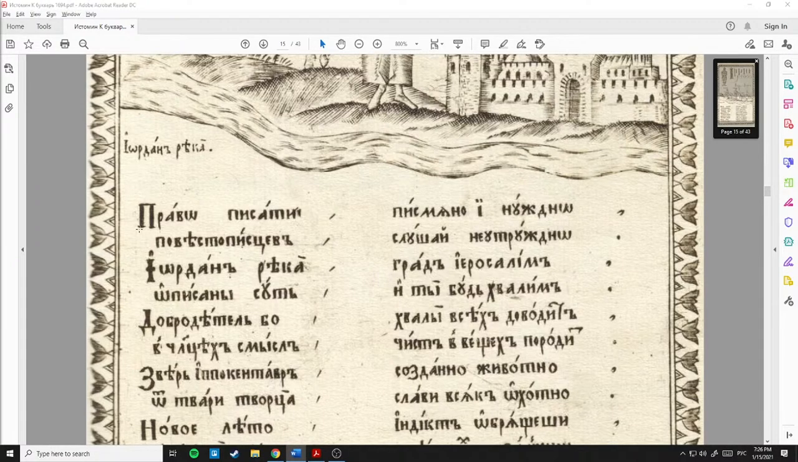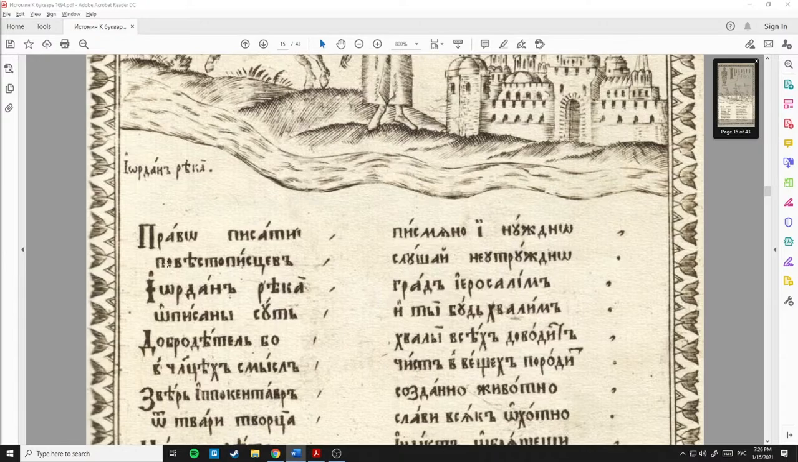Povjestopiscev, so the writers of history, slušaj neutružno. Neutružno. So wait, don't bother to listen to the writers of history? Probably because they didn't use it correctly. Maybe it means something else. Jordan, Rijeka, so the River Jordan, Grad Jerusalem, city of Jerusalem. Yeah, it would make sense if this was the exact opposite, right? It would make sense if it was like you have to listen to the writers of the past.